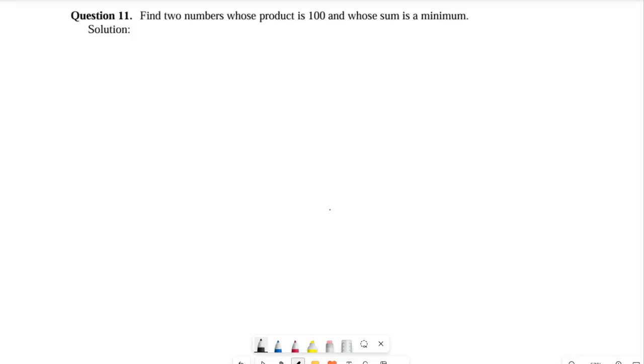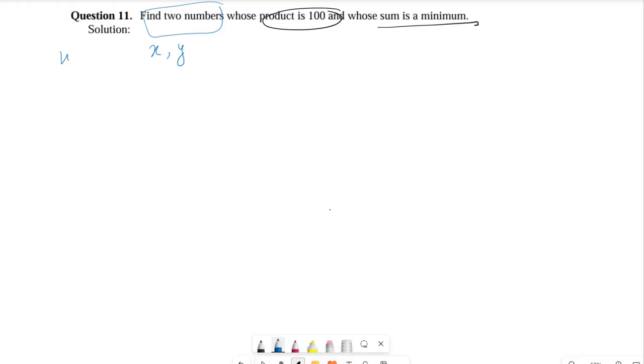Here is an optimization problem. Find two numbers whose product is 100 and whose sum is minimum. So you always need to first figure out what we need to find. We need to find two numbers, so we need to give them some name. Let's say we need to find two numbers, x and y.